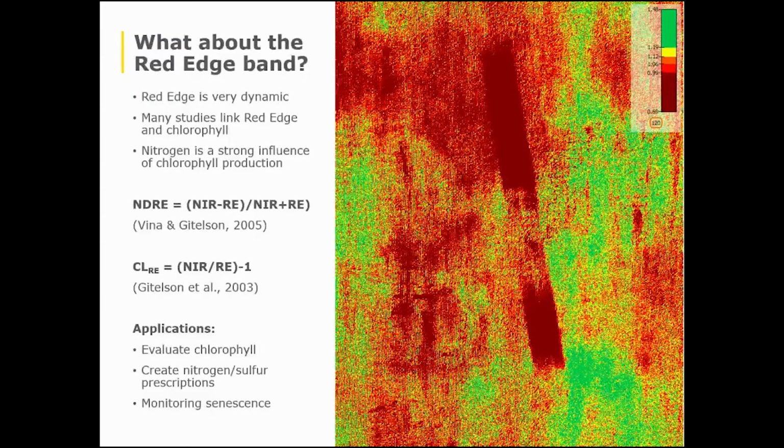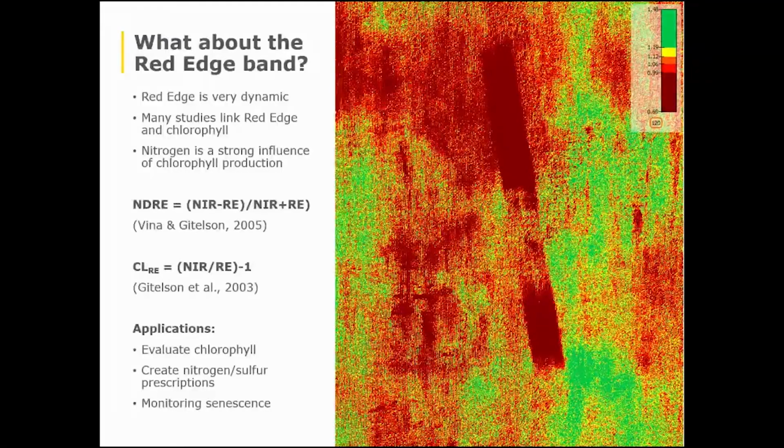A lot of people ask us about the red edge band and what they can do with it. Well, the red edge band, if you remember from what Andrea presented, is very dynamic. It's in an interesting region of the spectrum because it is the part between where red absorbs all that light because of good chlorophyll and where it reflects in the near infrared. So you go from very strong absorption to very strong reflectance, and little changes make big differences in the red edge portion of the spectrum.